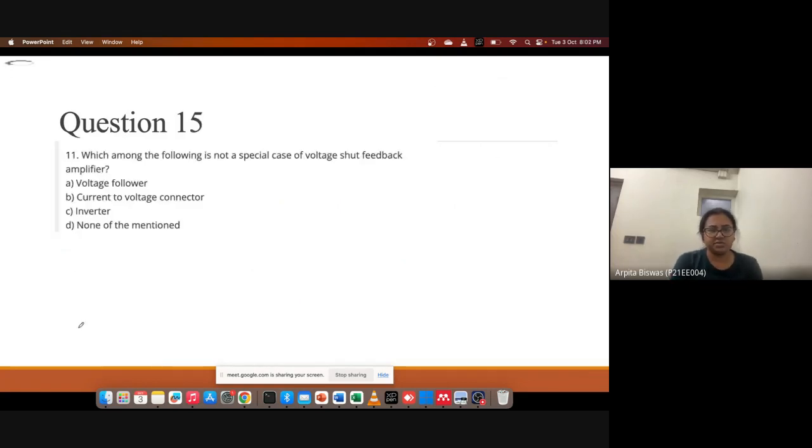This is question number 15: which among the following is not a special case of voltage shunt feedback amplifier? The first one is voltage follower, the second one is current to voltage converter, the third one is inverter, and the fourth one is none of the mentioned.